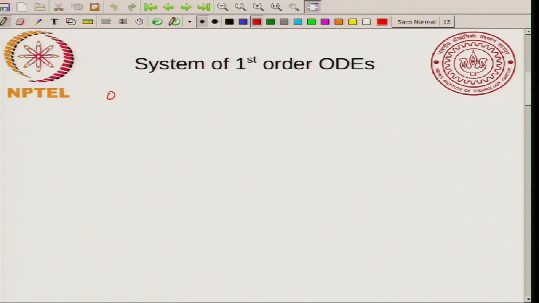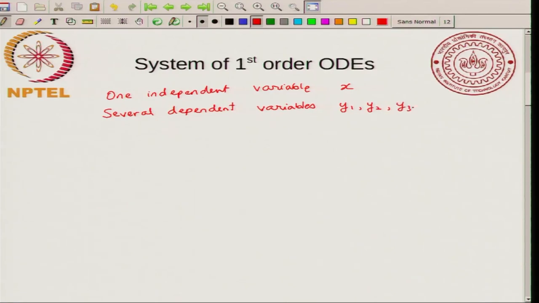Suppose you have one independent variable, let me call it x, and you have several dependent variables, y1, y2, y3, etcetera. Okay, then your system of first order differential equations looks something like this. It might look like dy1 by dx is equal to f1 of, in general, x, y1, y2, some function. So it is the derivative of the first dependent variable. There is only one independent variable, so that is why I just have dy by dx.